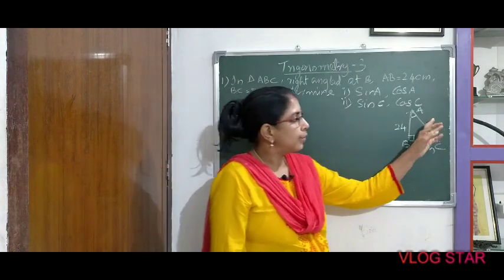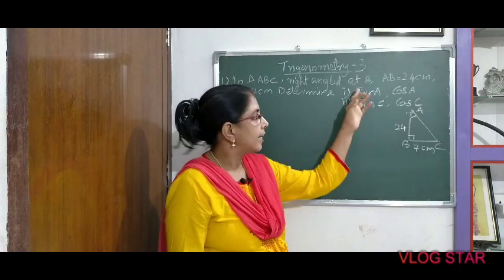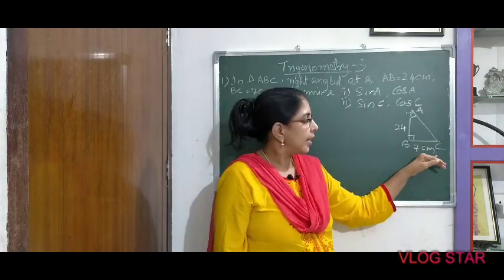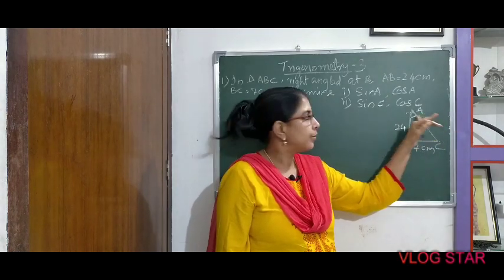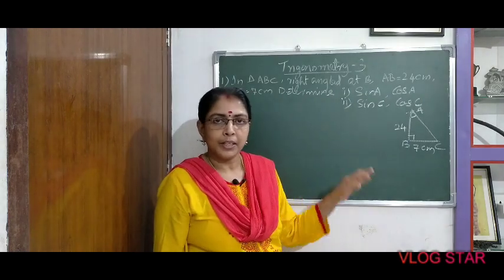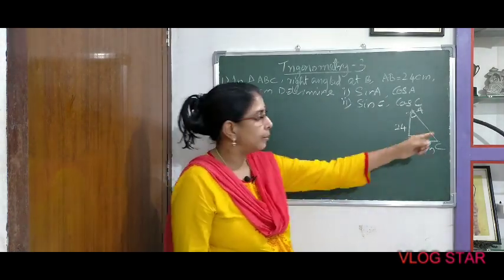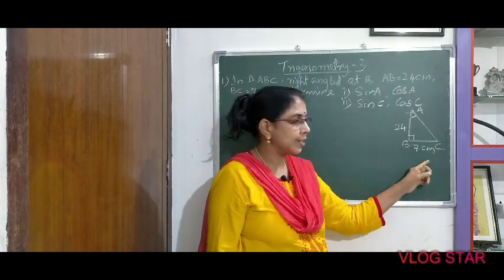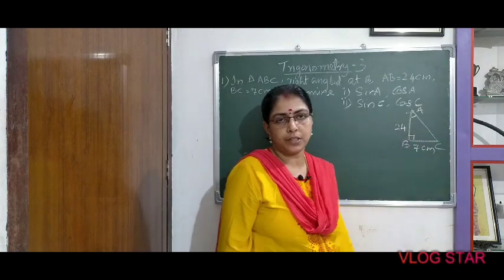For that, we have to find out the hypotenuse also. Because we know that sin A is equal to opposite side, opposite to angle A, upon hypotenuse. So, we have to find out AC first. I think everybody knows Pythagoras theorem. Pythagoras theorem states that hypotenuse square is equal to side square plus side square. Using that theorem, we have to find out AC first.